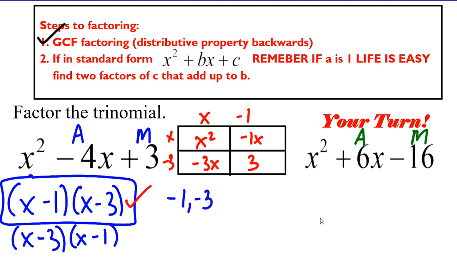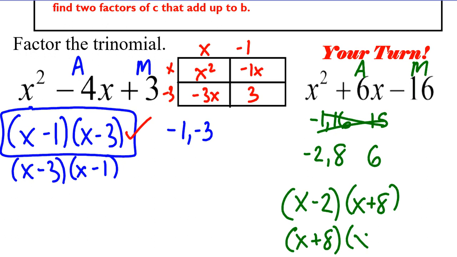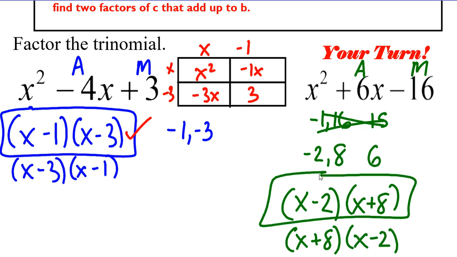It can't be negative 1 and 16 because those would add together to make 15. The only other option is negative 2 and 8. Those will multiply to make negative 16 and add together to make 6. So there's my factors. X minus 2, x plus 8. Again, if you wrote it the other way, that would be just as acceptable. The order in which you write those does not matter. 5 times 10 is the same as 10 times 5. The order of multiplication doesn't matter as long as we're just multiplying two things.